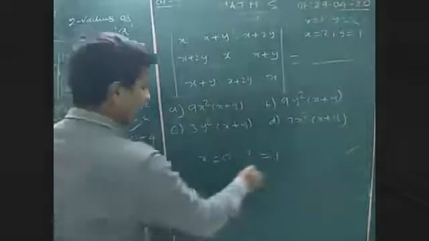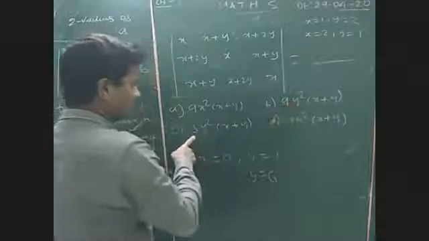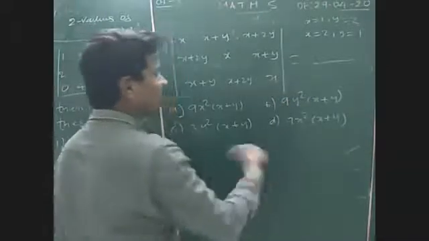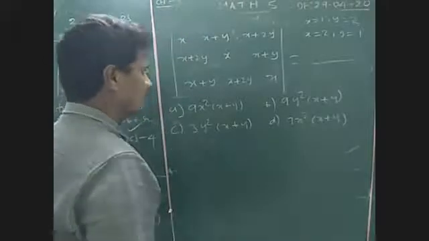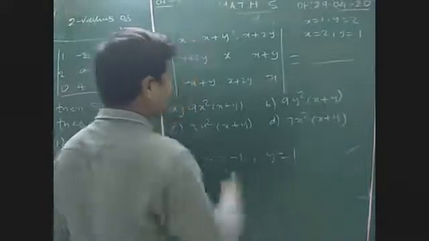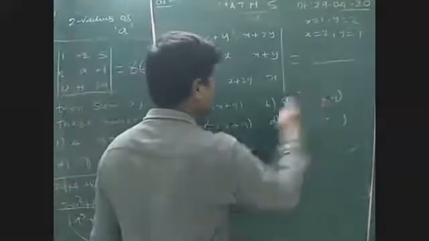But if you take y value as 0, then second option, third option become the same, 0, 0. So it is better to take different values. Don't take x is equal to minus 1, y is equal to plus 1, because all options will be right. Minus 1 plus 1 is 0, like that.